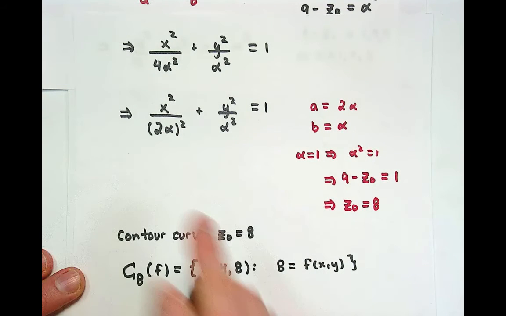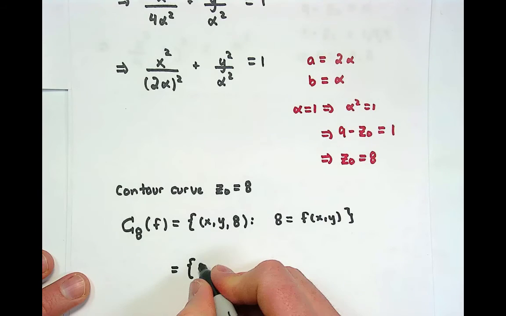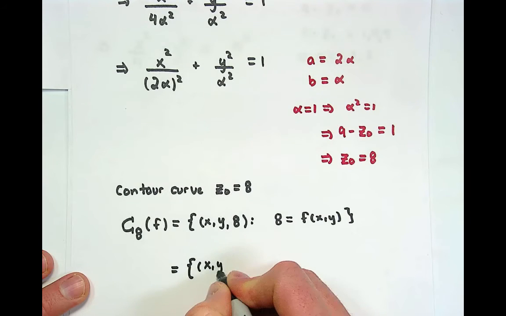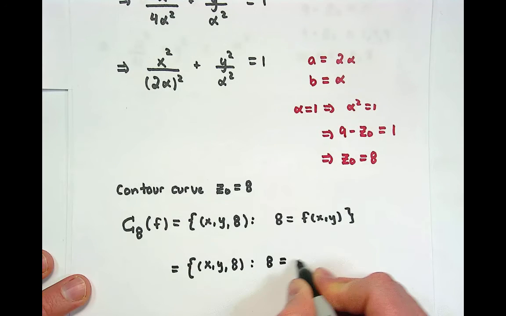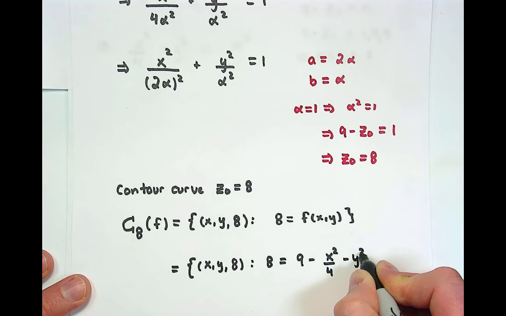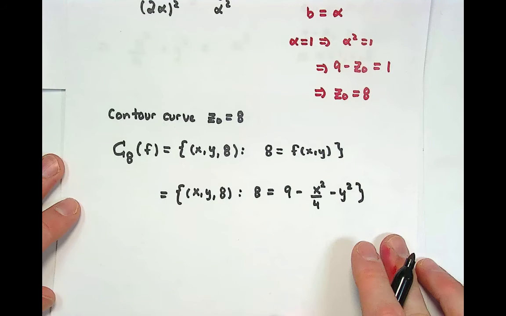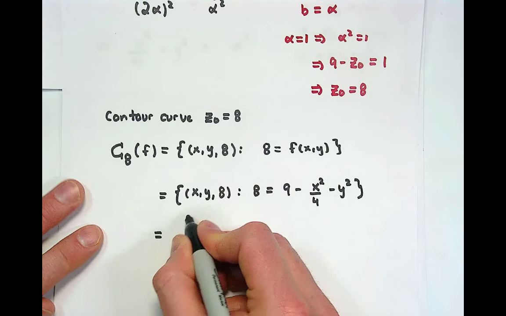Well, we've just seen right here exactly what that set is. So now you've got this is x comma y comma 8, and this is going to be 8 is equal to 9 minus x squared divided by 4 minus y squared. So we're trying to get this contour plot.